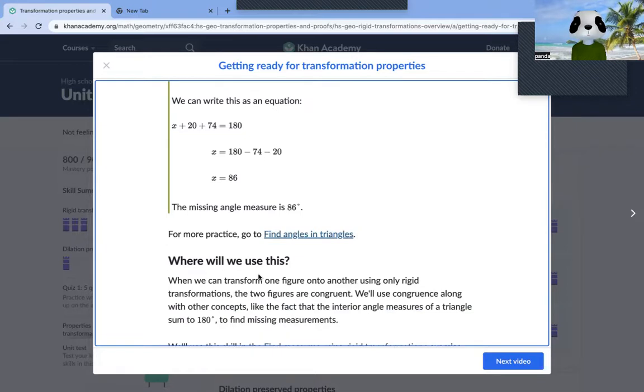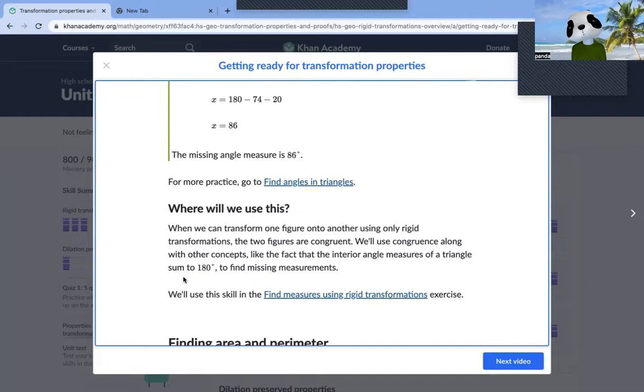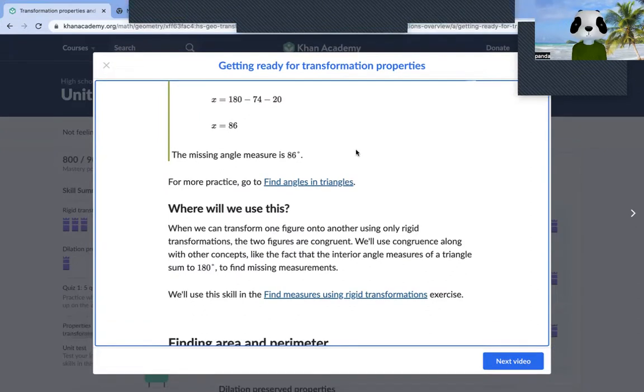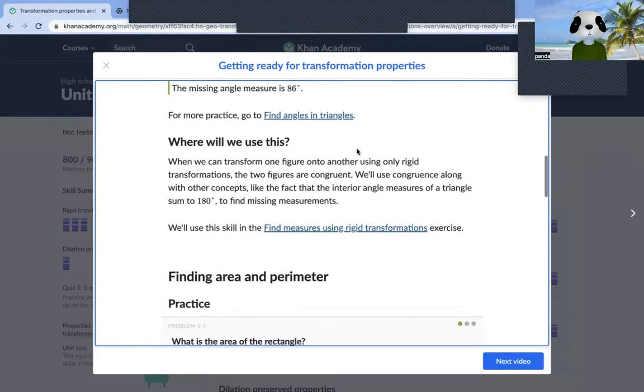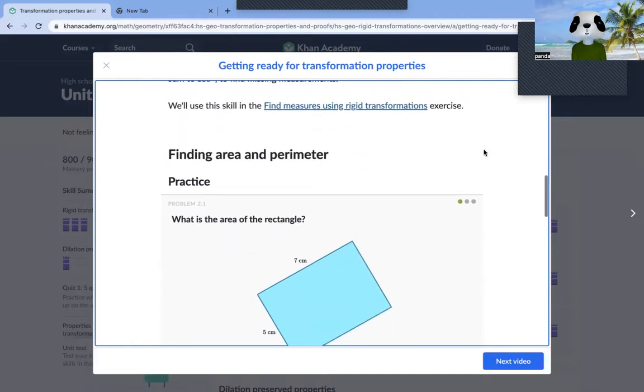Where will we use this? When we transform one figure into another using only rigid transformations, the two figures are congruent. We'll use congruence along with other concepts, like the fact that the angle measures of a triangle sum to 180, to find missing measurements. We'll use this skill in the find measurements using rigid transformations exercise. Finding area and perimeter.